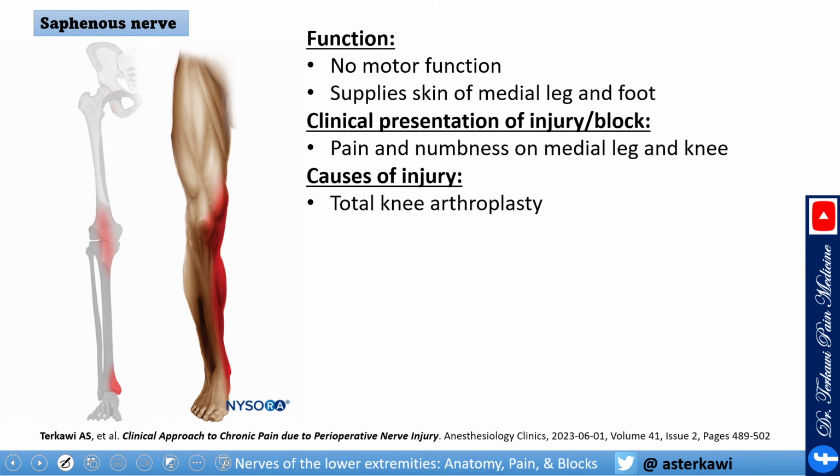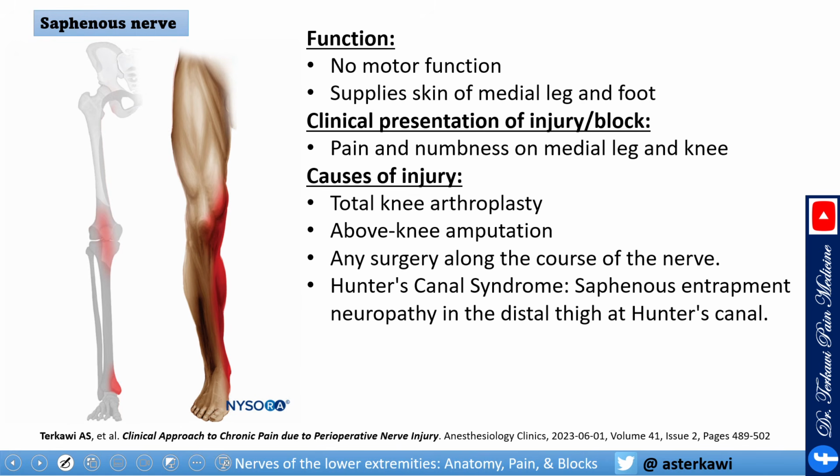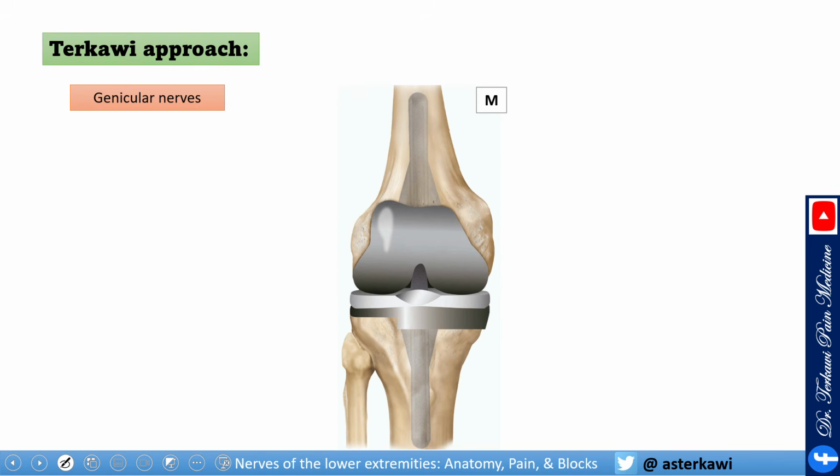Causes of injury, many. Total knee replacement, above knee amputation, any surgery along the course of the nerve, Hunter canal syndrome, which is nothing but saphenous entrapment neuropathy in the distal thigh at the Hunter canal, and neuroma or entrapment of the infrapatellar branch of the saphenous nerve.